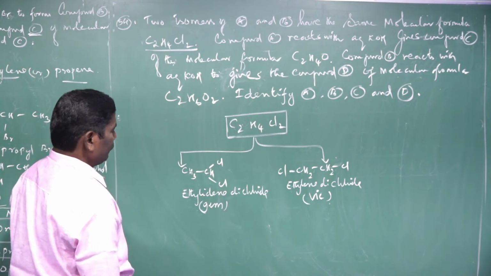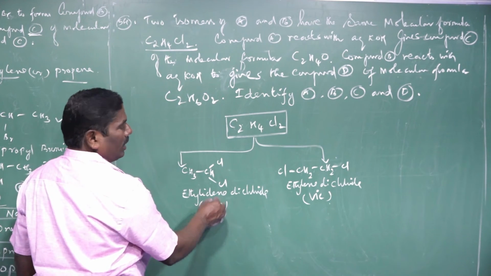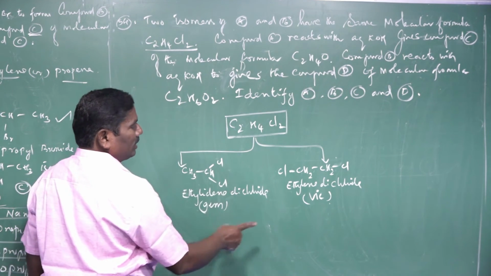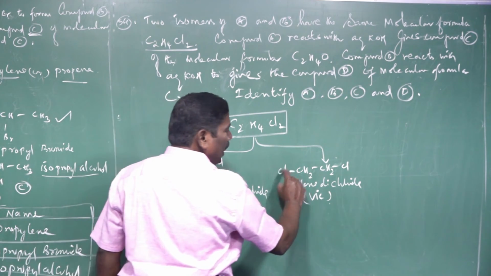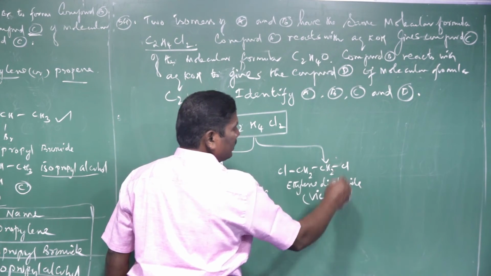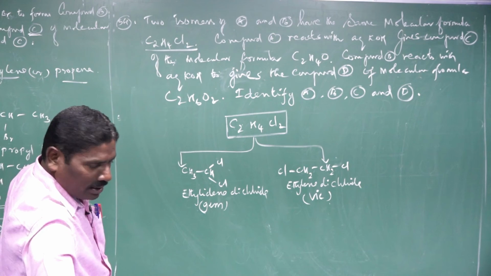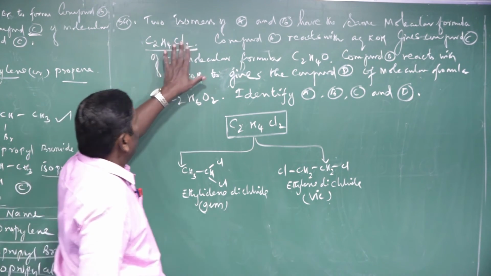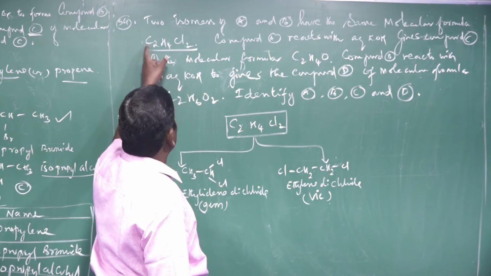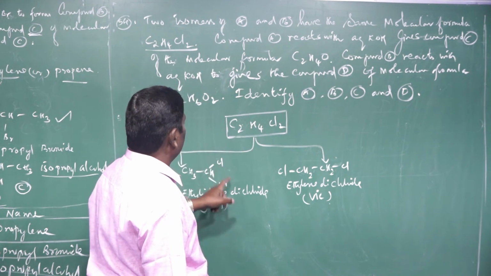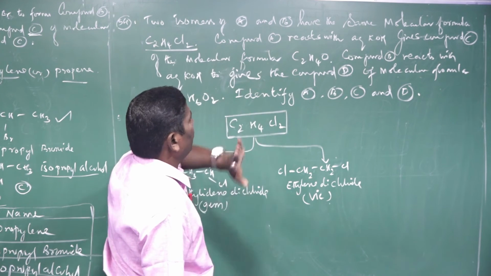You know that gem dihalides have two chlorine atoms on the same carbon. In vicinal halides, two halogen atoms are present on adjacent carbon atoms. Now we are going to see the concept given here. This we have already defined: C2H4Cl2, that is 2 chlorine atoms, this is identified.